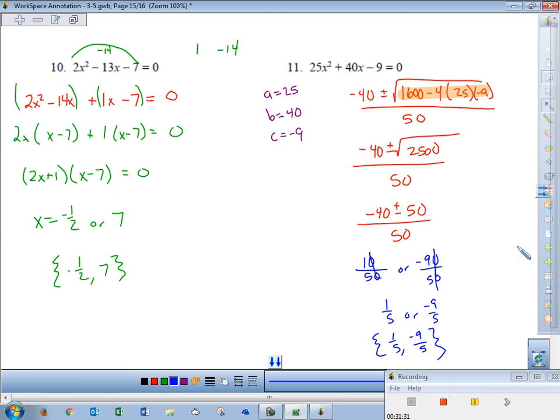So folks, I know there's one more left, but I think we get the point by now. It's what's the best way to solve the quadratic?